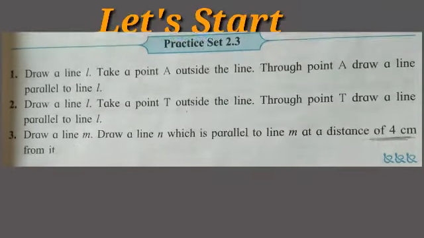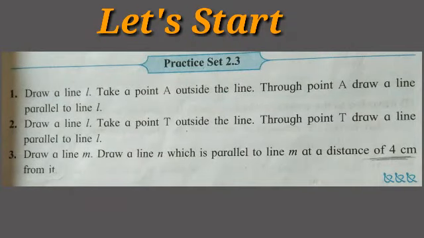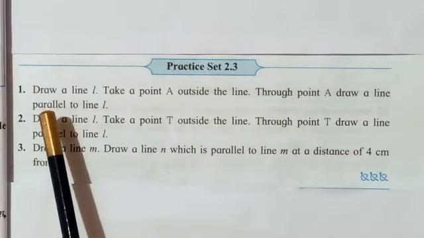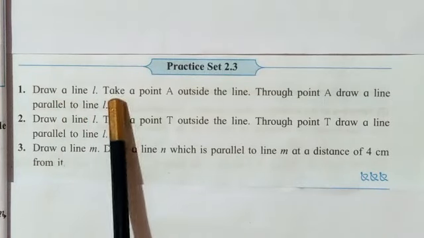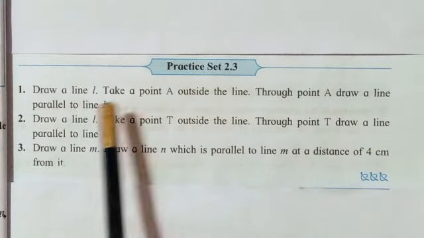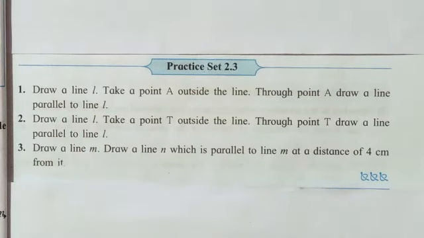Now let's start our practice set number 2.3. In that we are going to learn how to draw a parallel line. Let's start with our first question, where we have to draw a line L. Take a point A outside the line. Through point A we have to draw the parallel line to the line L.